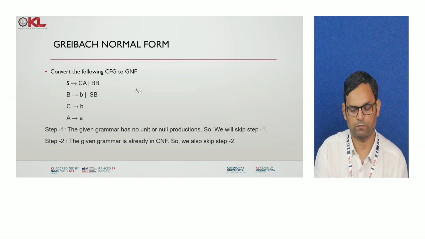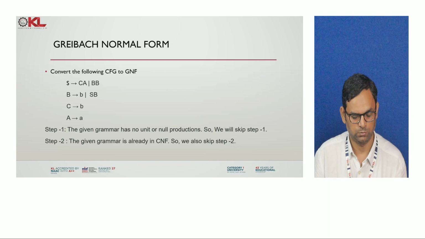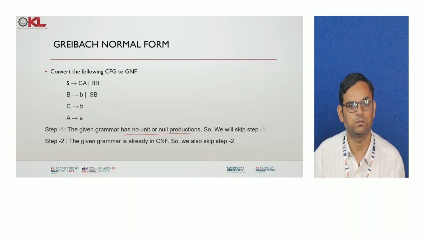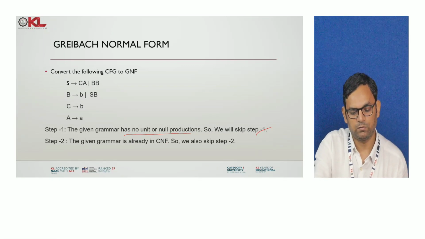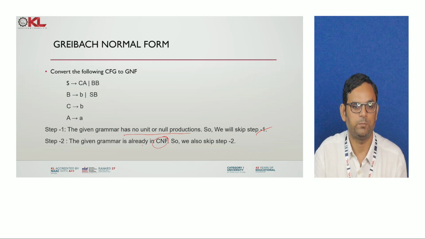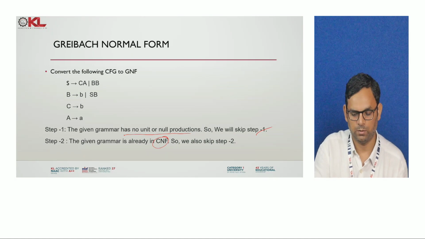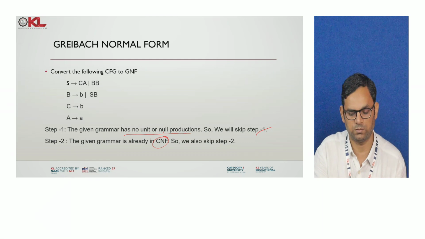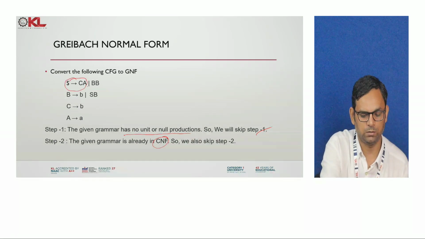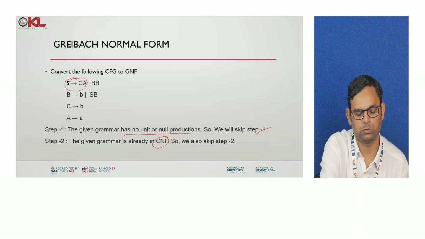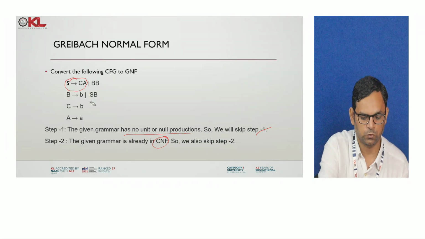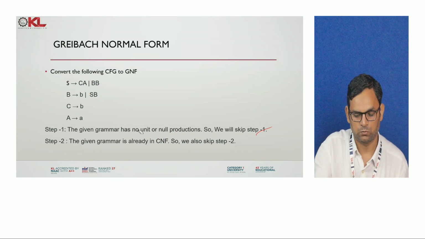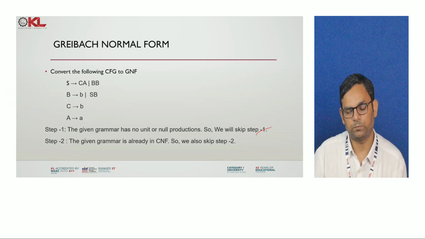Now remember these steps. First check, is there any null production or unit production? No, there is no null production, no unit production. So we skip step 1. Again, the given grammar is already in CNF. I told you earlier, before studying GNF, you must know how to convert a CFG into CNF, because CNF is another important topic. These types of productions are allowed in CNF, that is, one non-terminal derives two non-terminals. This is Chomsky normal form, it is allowed, but in GNF it is not allowed. So it is already in CNF, and we can skip step 2 also.